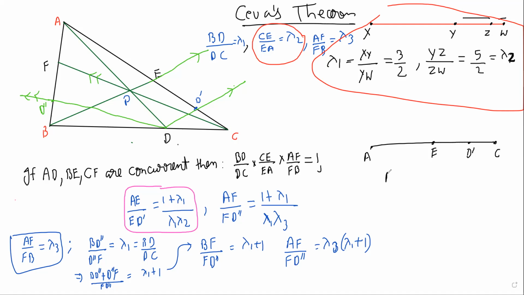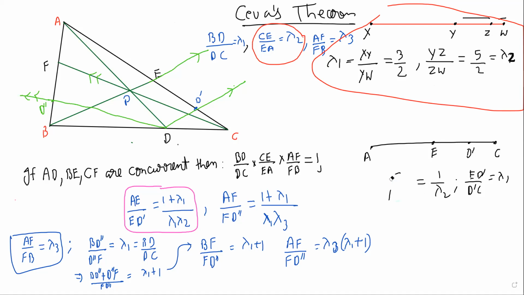You have this thing, right? And then you know that AE by C, I know AE by C is 1 by lambda 2, right? And then you know that ED prime by D prime C also is equal to lambda 1, right? So then these are the same questions, right? To find AE by ED prime, you can just do the same procedure. Just do that and you will get this.